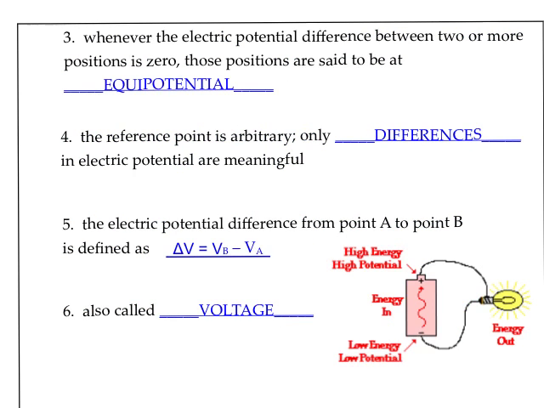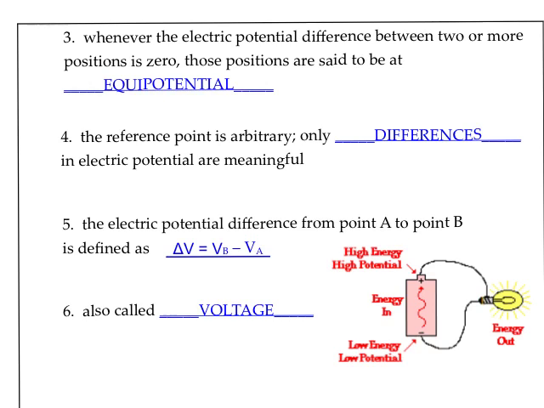So number 3, whenever we see the electric potential difference between two or more positions as 0, that means that there's no actual difference between them, and we say that these positions are called equipotential. That means they have the same amount of electric potential. And our reference point is arbitrary. It's only the differences that are meaningful, and typically that would refer to the positive end of the battery and a negative end of the battery, and we would look at that difference for the electric potential.